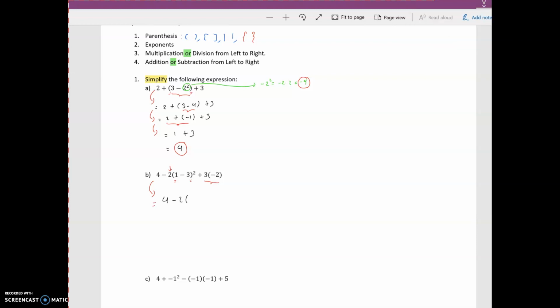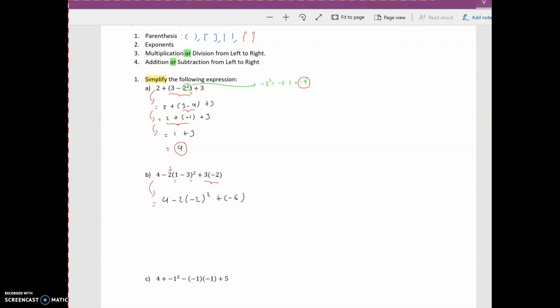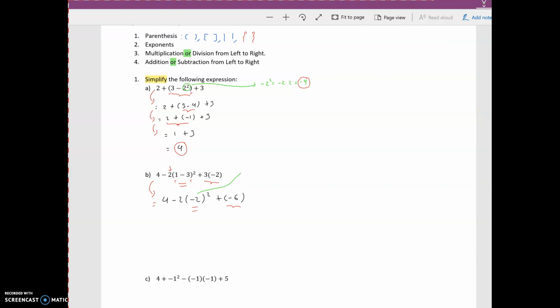4 minus 2 times 1 minus 3 is equal to a negative 2 squared, and then technically plus a negative 6. Now what I've done on the outside is multiply the actual 3 and the negative 2, that's the negative 6, and then combined the 1 minus 3. Now at this point, before you do the multiplication, you have to handle the exponents. So we're going to simplify this one and make sure you don't confuse it with the previous problem, which I also have in green here.